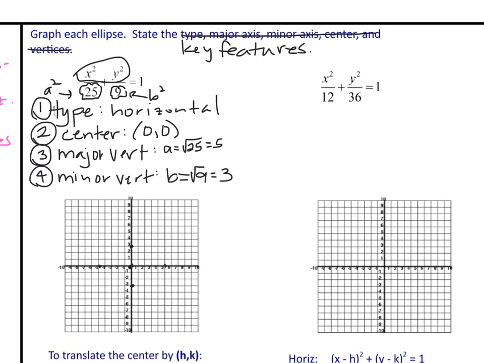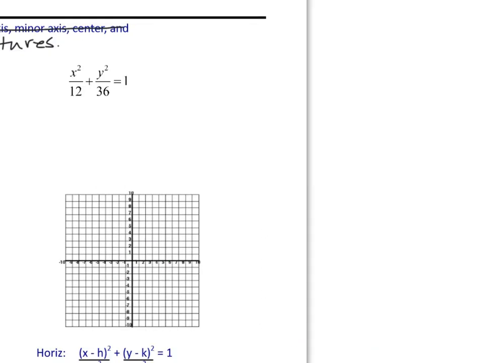So I'm going to highlight these points to make them a little easier to see. I've got my up 3 and down 3, my right 5 and my left 5. So your goal is going to be to draw an oval through those 4 vertices. And when you're done, hopefully you have an oval type shape. All right, let's try the other example.